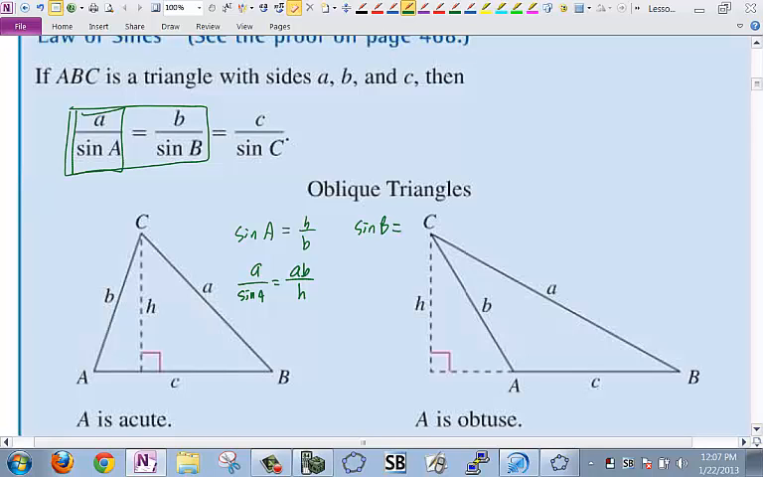What is the sine of angle B according to this picture? It's h over a, right? Opposite and hypotenuse of this right triangle. So when we do the right side of this statement, we get b over sine b. That's b divided by h over a, which simplifies down to the same thing, ab over h.